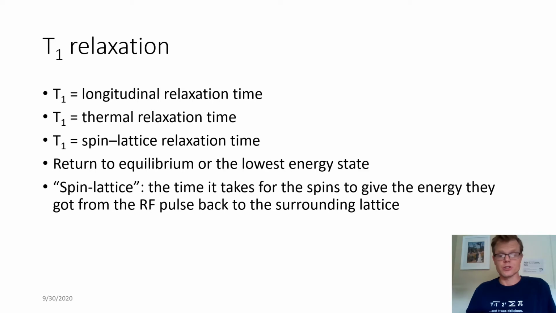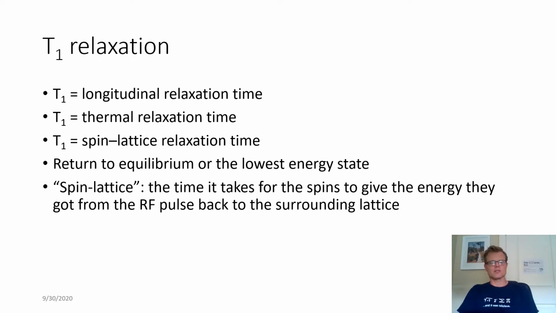So let's start off with T1 relaxation. The term I prefer is the longitudinal relaxation time, though a lot of people coming from NMR in particular often call this the thermal relaxation time or the spin lattice relaxation time. And this is governing the longitudinal component, governing the return to equilibrium or lowest energy state.